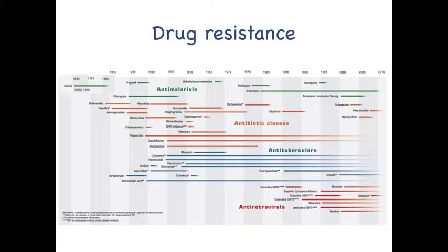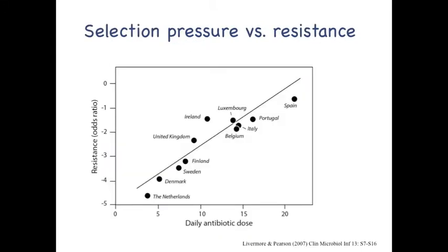So it's rather fast, and you can observe it. Here's the selection pressure. The more you use antibiotics, the more you get drug resistance. Here, for example, is the daily antibiotic dose for different countries of Europe, and you see the resistance that is measured in certain diseases, and you can see a very nice correlation. The more you use the drugs, the more resistance you create.